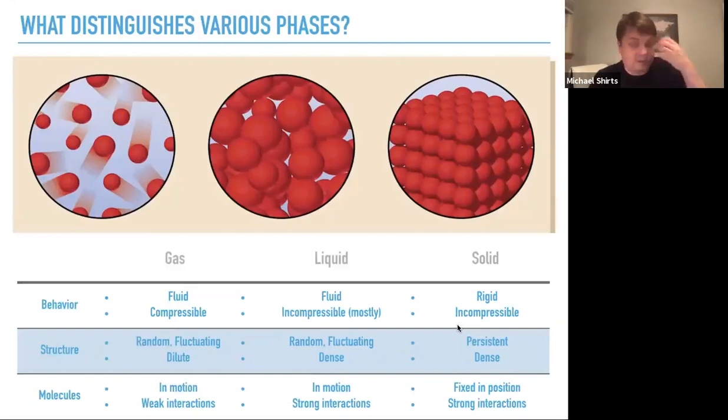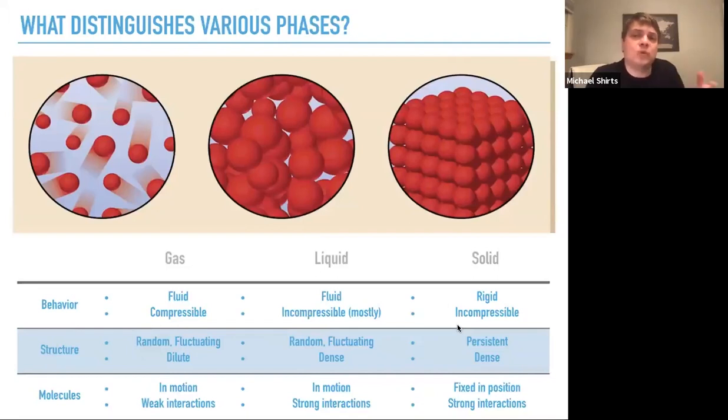Okay, so liquids are different. They're fluids. You can pour a liquid around very easily, but it's mostly incompressible. If you've ever tried to compress a gallon of water, that does not give very easily compared to air. They're still random and fluctuating, but they're dense. The molecules are in motion, and you have relatively strong interactions between them. Solids are generally rigid or semi-rigid, generally incompressible. Their structure might still be random, sometimes it's random, sometimes it's ordered, but it's persistent, and they're quite dense, about as dense as fluids are. The molecules are fixed in position, and they're fixed in position by the strong interactions between them.